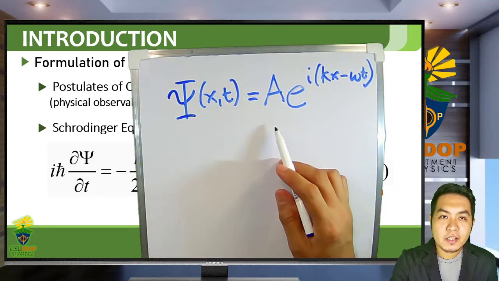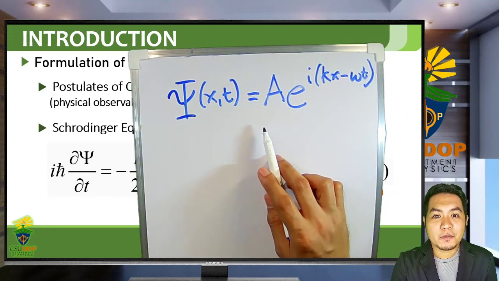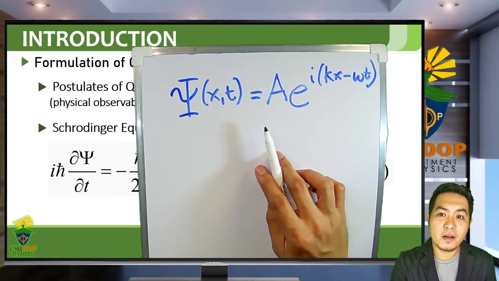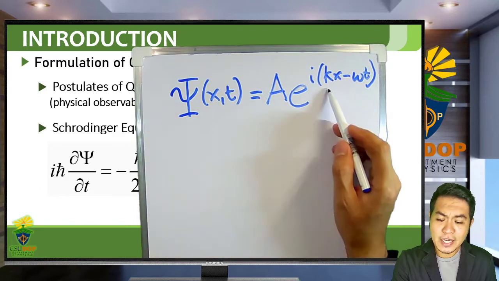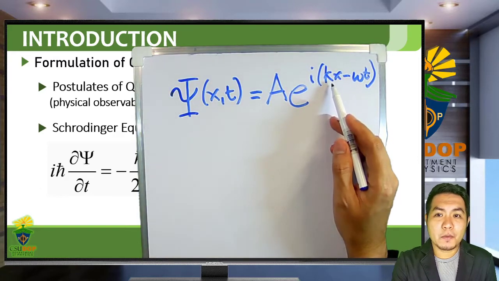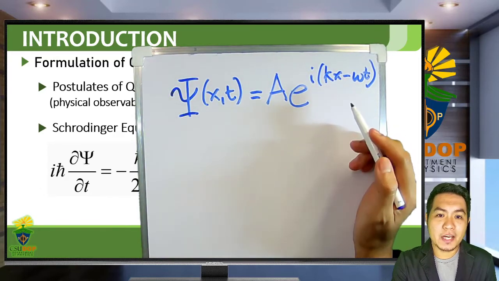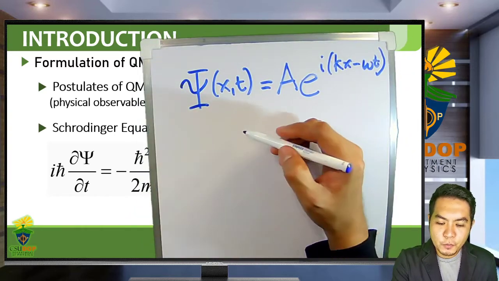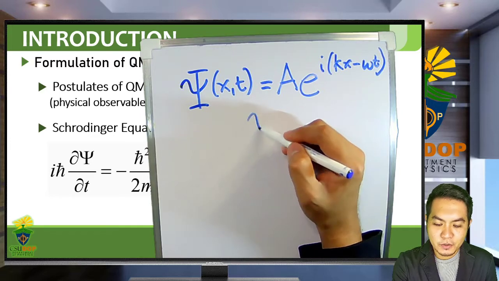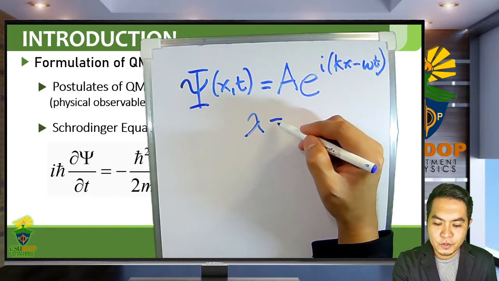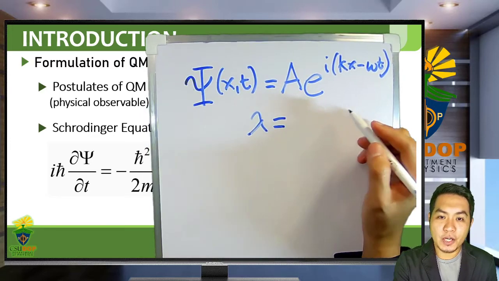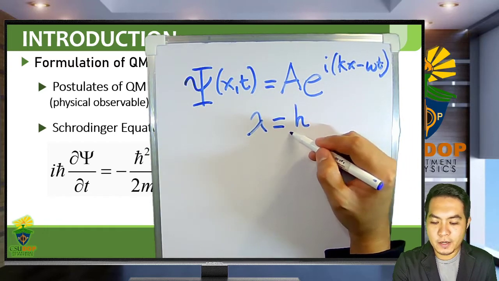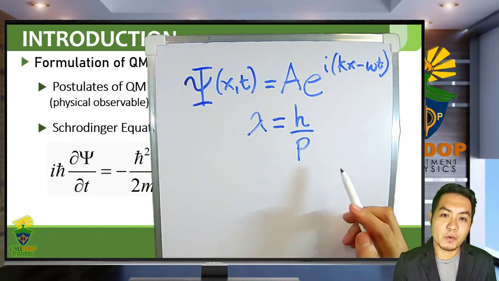So this is Physics 31. When you discuss waves, this is the mathematical description of a wave. k here is what we call the wave number, omega here is what we call the angular frequency. So you incorporate the quantum mechanical result, such as the de Broglie wavelength, which is just equal to the Planck's constant over the momentum.